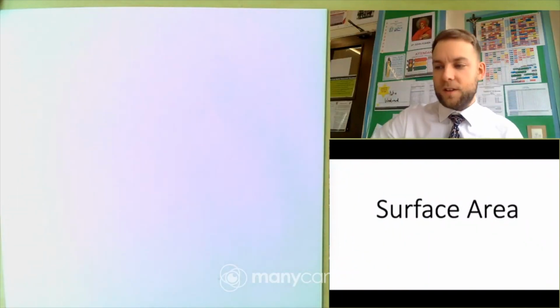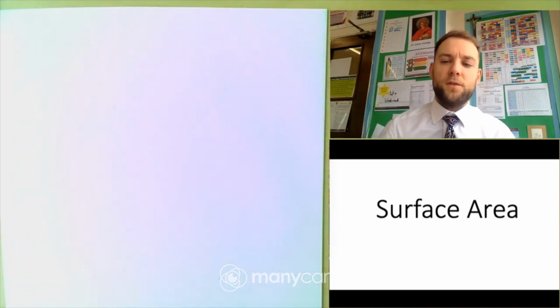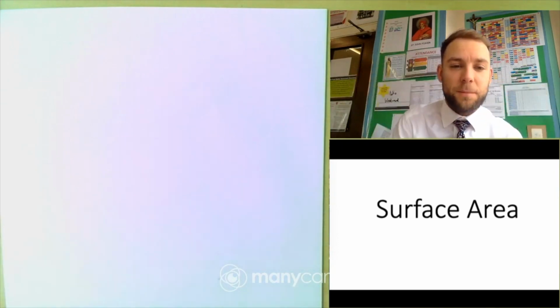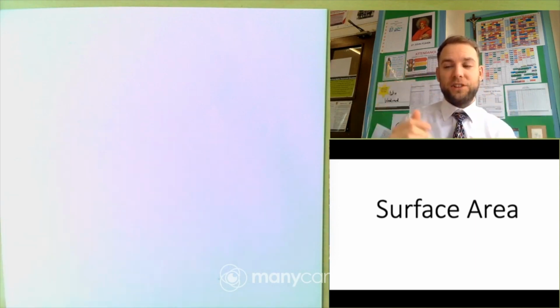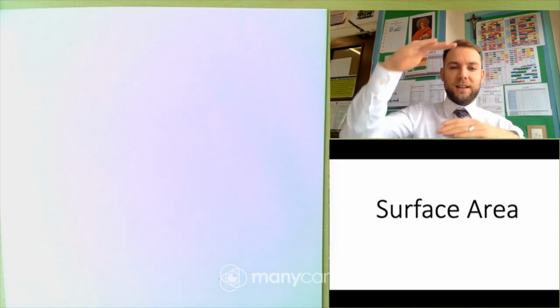Okay, welcome to this lesson, which is surface area. If you've been following some of the other ones, we've been looking at volume, which is the amount of space inside a shape. Now surface area is the area which is outside a shape. So we're looking at maybe the front and back, the side and side, the top and bottom.